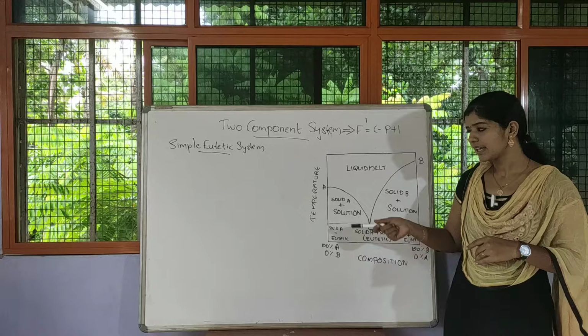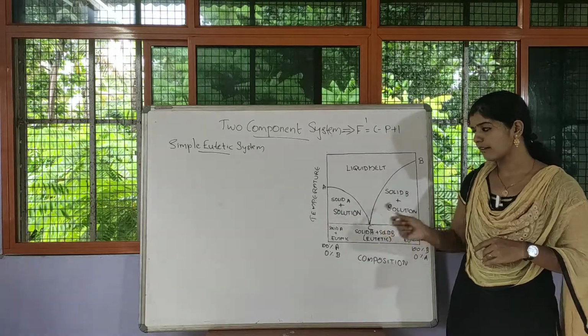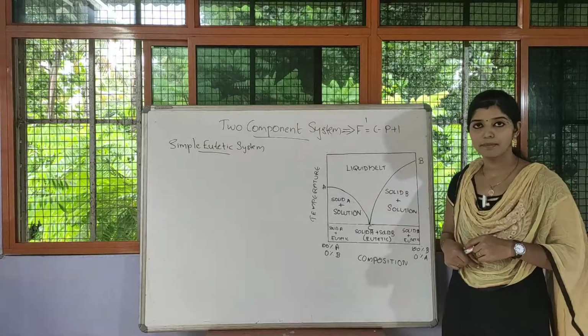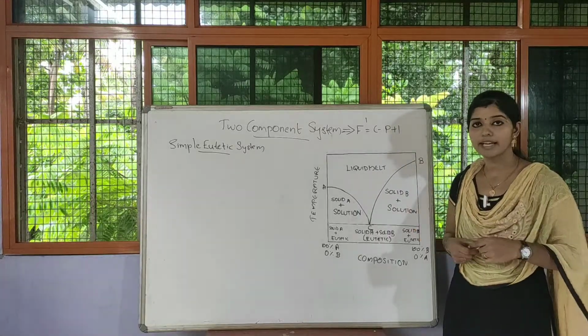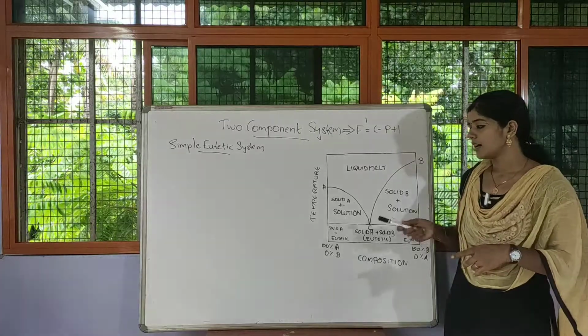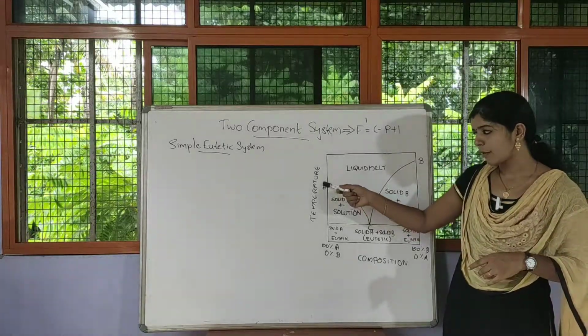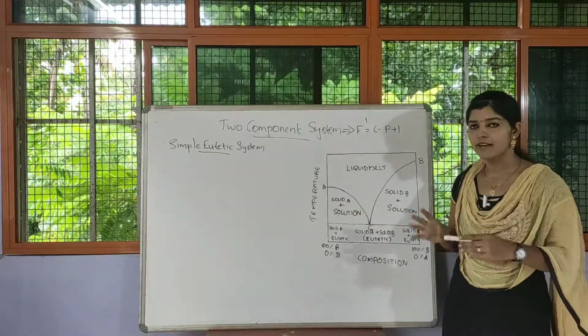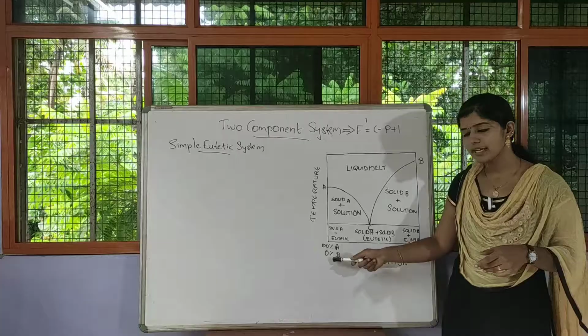Now, here we are plotting our phase diagram with temperature against composition. We are neglecting pressure because we are studying condensed systems. In condensed systems, the pressure effect will be less. Now, this point A represents the freezing temperature of component A. In our system, we have two components, A and B.